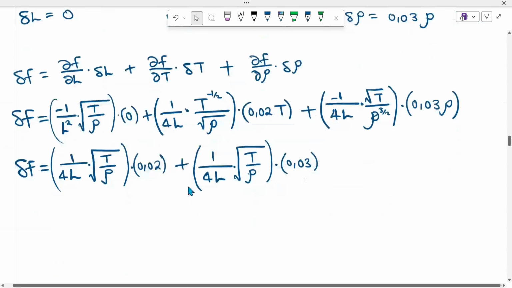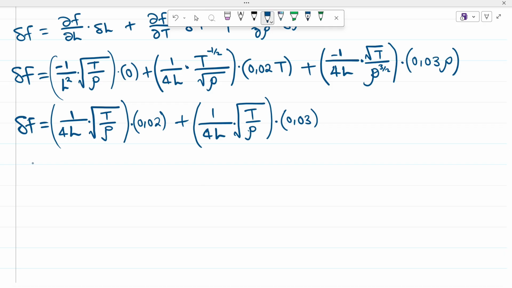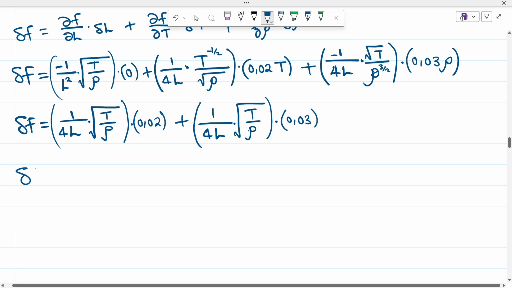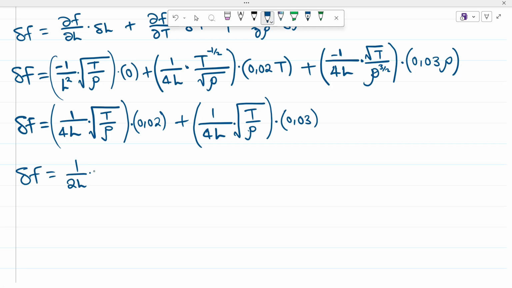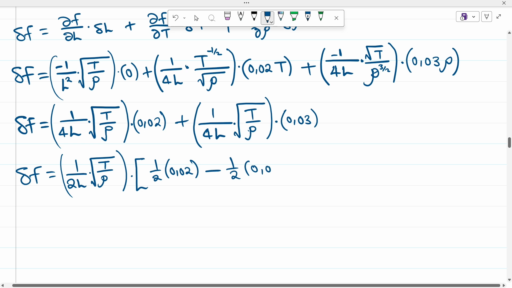Okay, so here we are going to take out 1 over 2L root of t over p as our common factor from this, so that we can see our percentage change of f. So percentage change of f, when we take 1 over 2L multiplied by the root of t over density as our common factor, will be left with 1 over 2 multiplied by 0,02 minus 1 over 2 multiplied by 0,03, just like that. Makes sense, right?